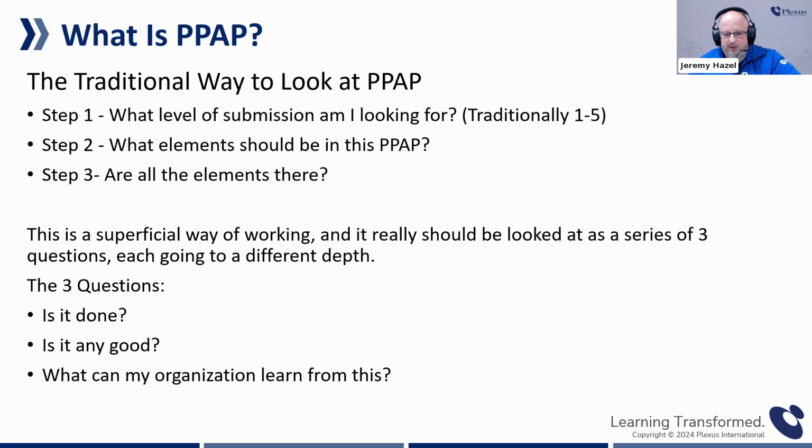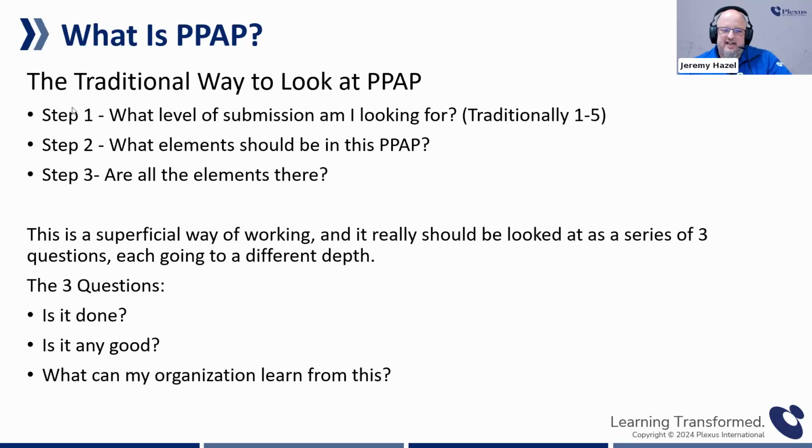Step 2, usually of the review, is what elements should be included in PPAP. And then the third step is, are all elements there? Most PPAP review ends up with these 3 steps being performed on an almost mechanical basis. So what I want to challenge you to think about is that the steps I have listed here are really a superficial way of working. I want to take the 3 steps and shift the paradigm a little bit into 3 questions.